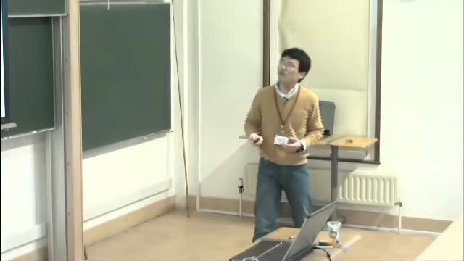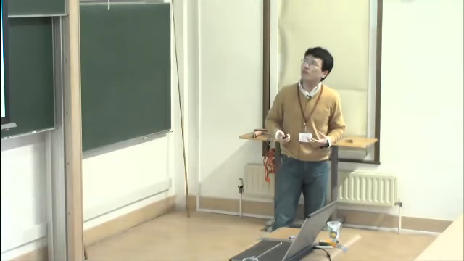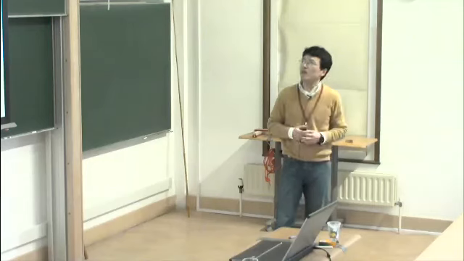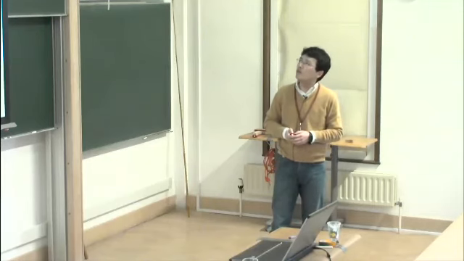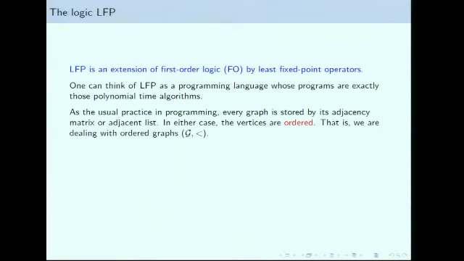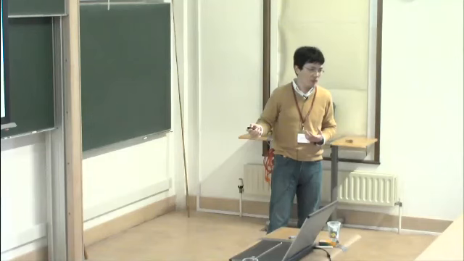So LFP, you can think about this as a programming language whose programs are exactly those polynomial time algorithms. But as is usual practice in programming, if you are talking about input as graphs, these graphs are always stored by, say, an adjacency matrix or an adjacency list. So in any case, the graph comes with a built-in order. The vertices are ordered. So if you think of it this way, you are always concerned with graphs together with an ordering, always.